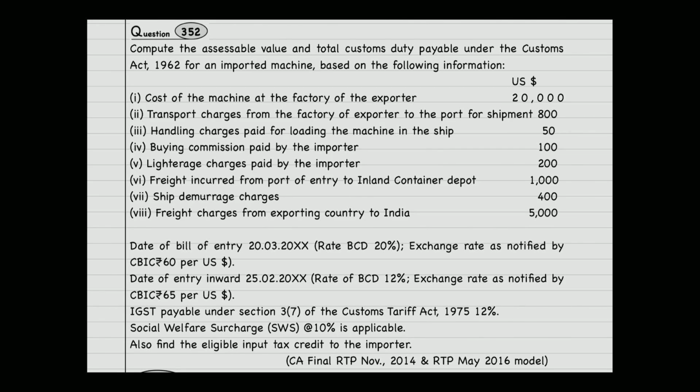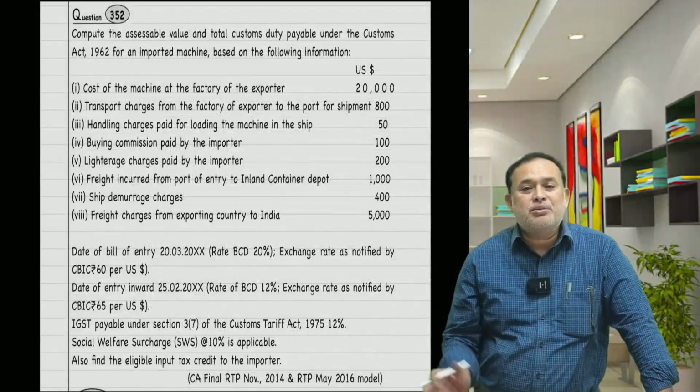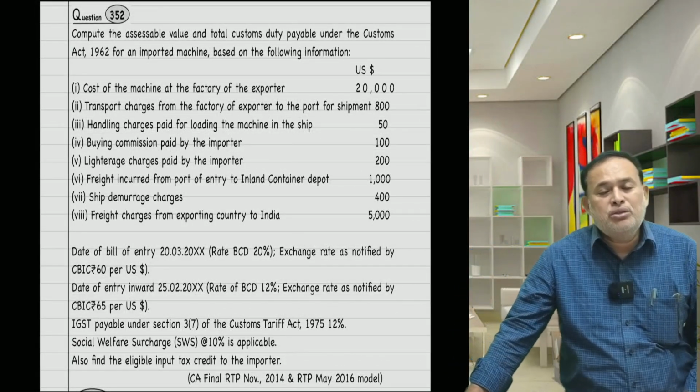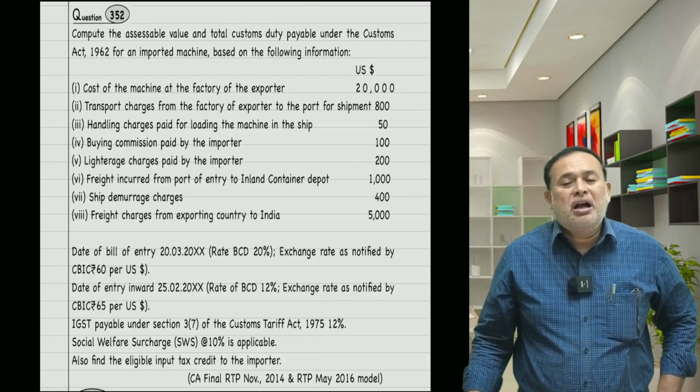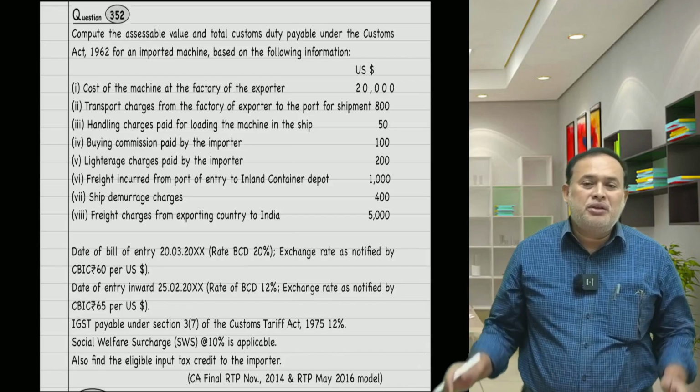Date of bill of entry, 20th March, BCD 20%, exchange rate notified by the CBIC, 60 rupees per dollar. Date of entry inwards, 25th February, exchange rate is 65 rupees per dollar, BCD 12%. IGST payable under Section 3 and Section 7 of the Customs Tariff Act 1975, 12%. Social welfare surcharge, 10% is applicable. Also find the eligible input tax credit to the importer. That is, from the customs, they are looking into the GST. What is the value of IGST qualifying for ITC? Only IGST qualifies for ITC.